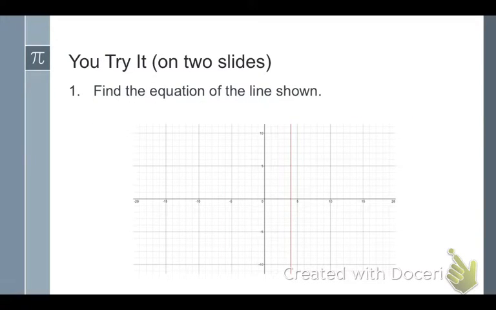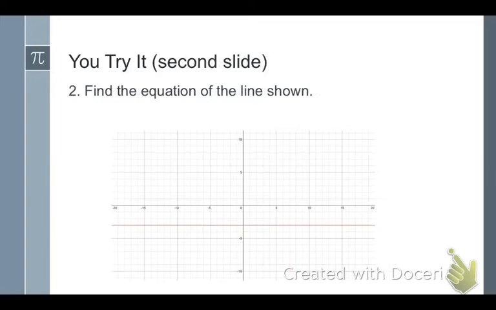So now, you try it. There's this slide and the next slide. So try this one, stop the video, try this one. Start the video again, you'll see the second problem, try that one, and then go and check the answers. So find the equation of the line shown. Okay, you're back. Now try to find the equation of this line shown. Stop the video, write down what you're thinking, what you're seeing. Take a look at it on the guide, on the notes you printed out. The answers will come. Here come the answers.